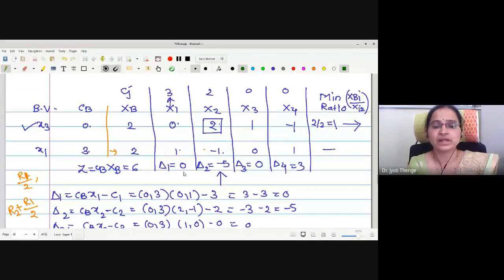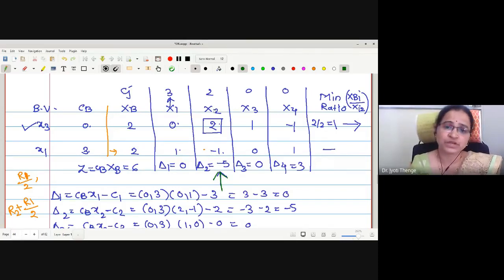Again, we will calculate net evaluations with the same formula CBX1 minus C1. Then here, if we observe, three net evaluations are non-negative, only one is negative. Therefore, no doubt this is going to enter the basis. Which variable is going to enter the basis now? X2 variable is going to enter the basis.